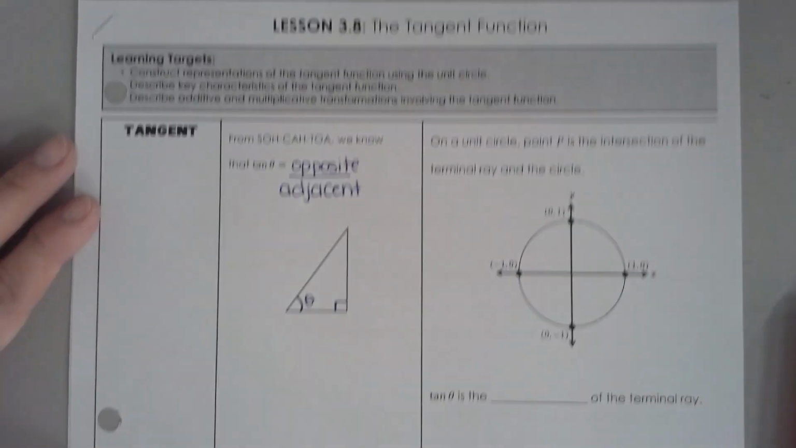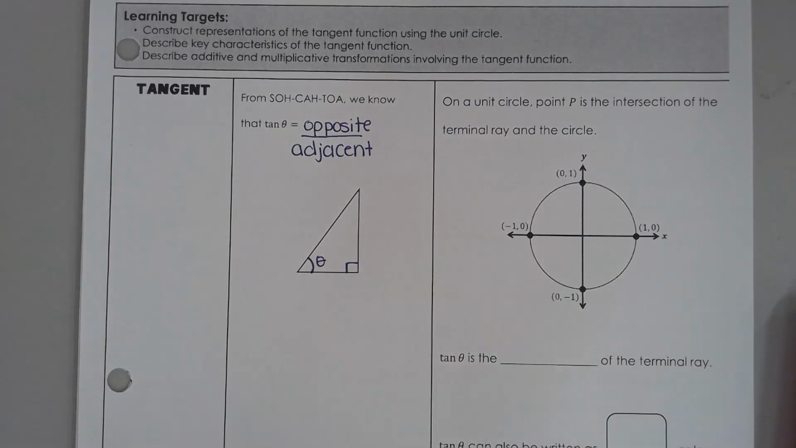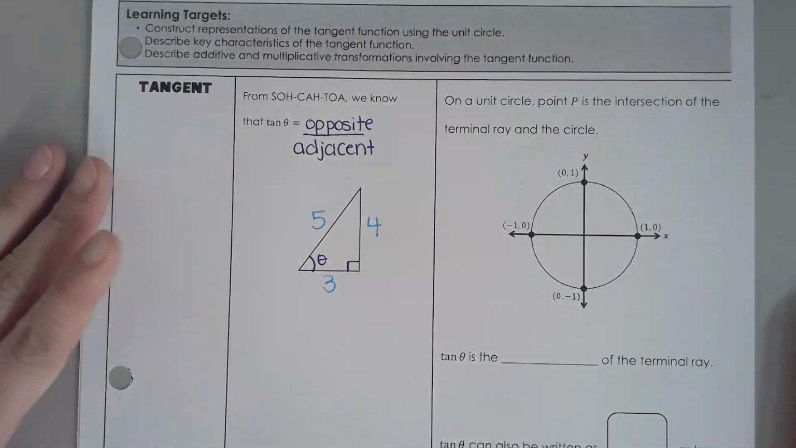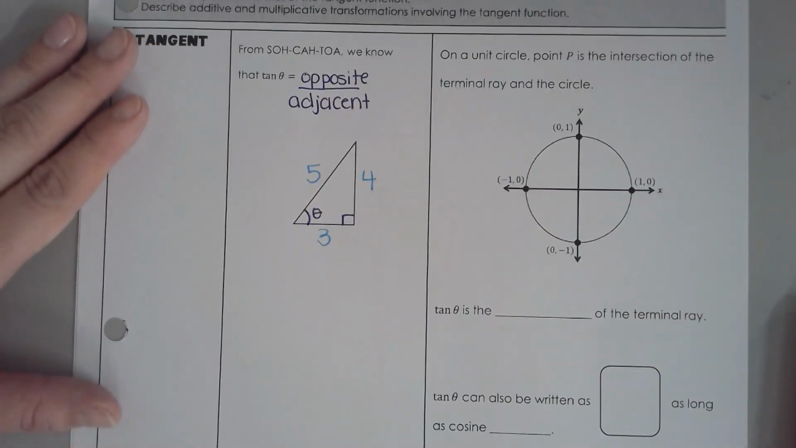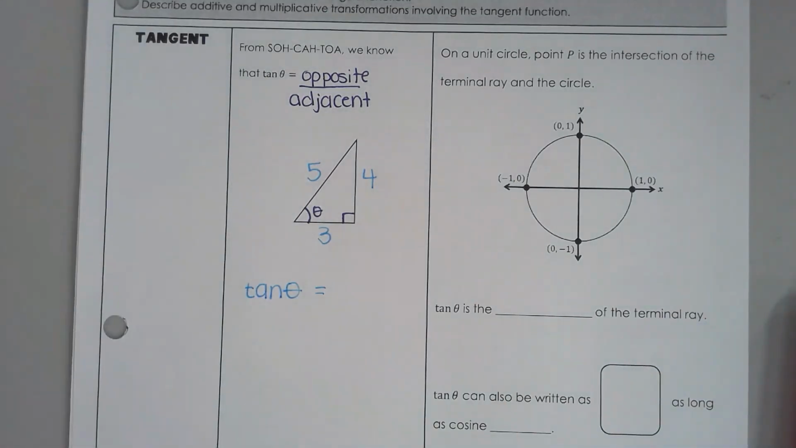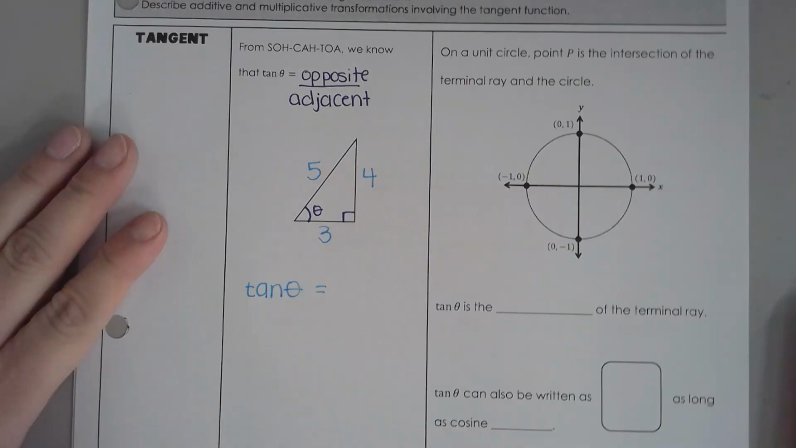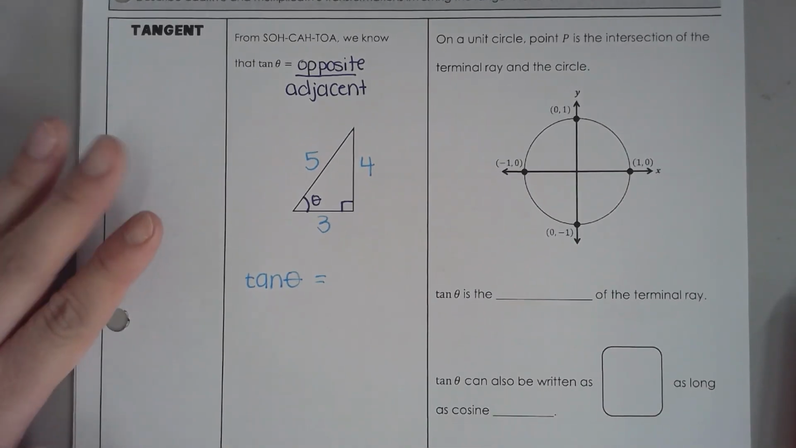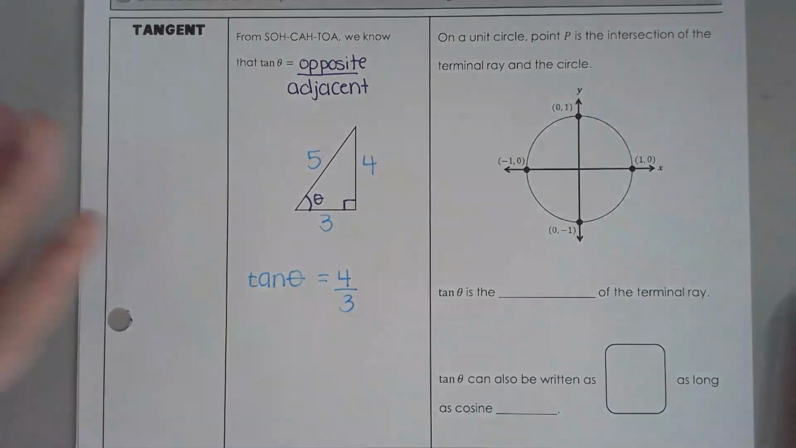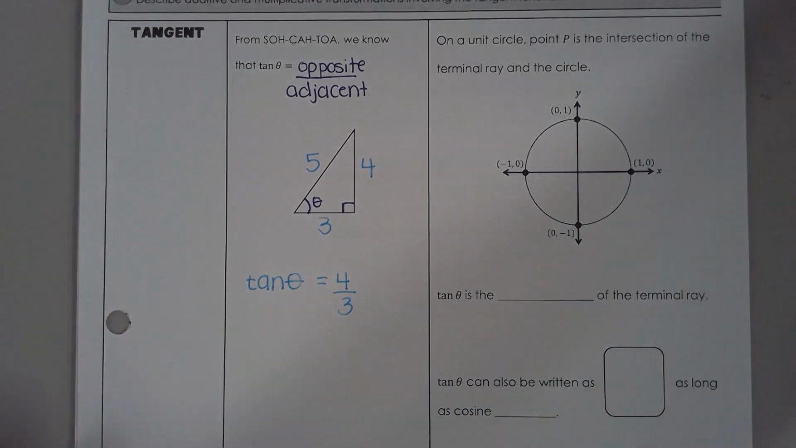Like if this is my triangle, and let's say this is 3, this is 4, this is 5, I would write tangent of theta equal to... what would opposite over adjacent be? 4 over 3, yeah. Right. And in a unit circle, let's look at the same concept.